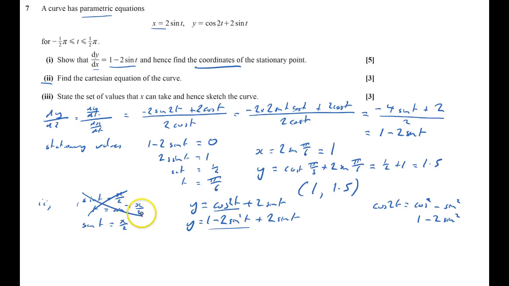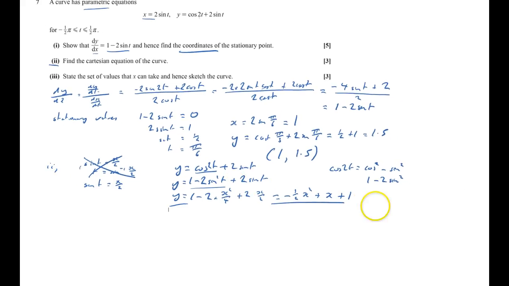I know that sine t is x over 2, so I get y equals 1 minus 2 times that bit squared, so that'll be x squared over 4, plus 2 lots of sine t, which is x over 2. And that equals 1 minus a half x squared plus x. And that's what my equation actually is. Y equals that. Again, I'm a bit squashed here.